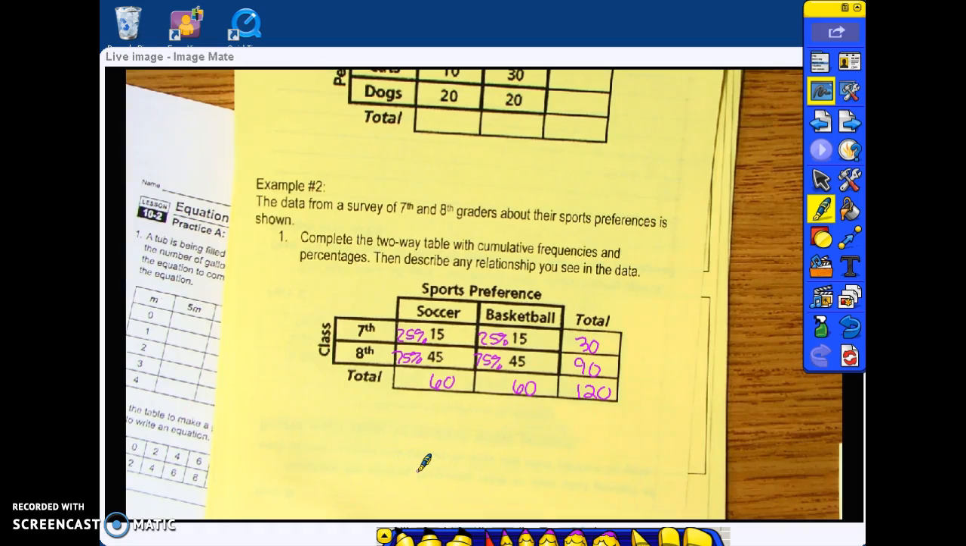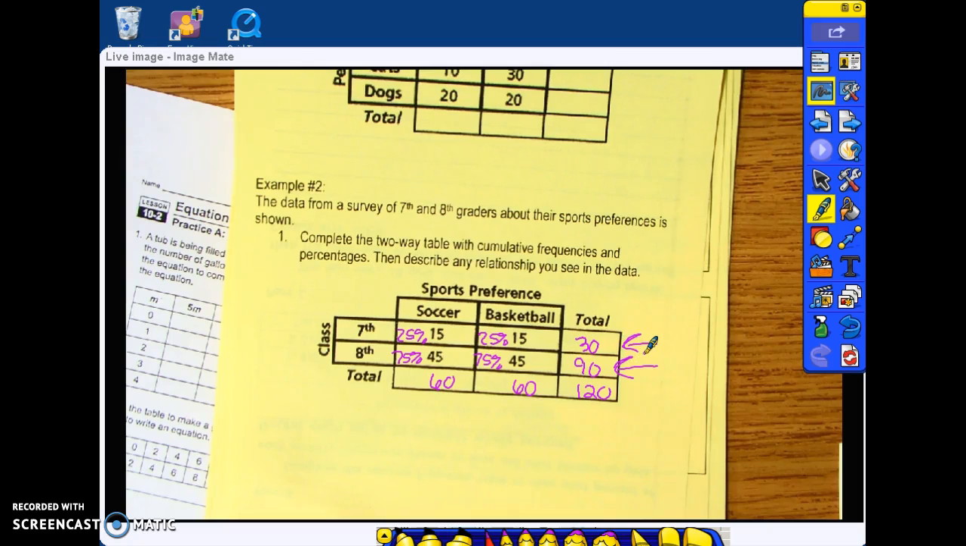Who sees a relationship in the data? Mackenzie, what do you see? They're the same number. Okay, soccer and basketball have the same amount of 7th graders that play and the same amount of 8th graders that prefer it. Yes, Emma? 7th grade has the same. Right, 7th grade is the same. Anybody else? Logan? 8th graders play soccer and basketball more. You have more 8th graders interested in sports than you do 7th graders. And give me one more, Kate.